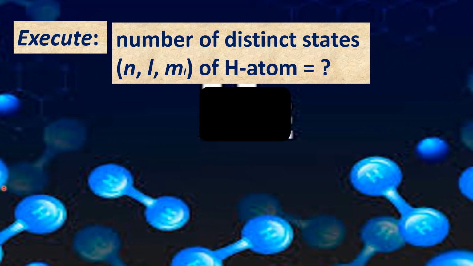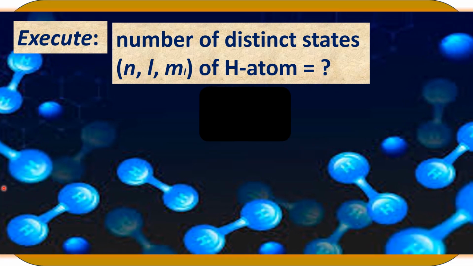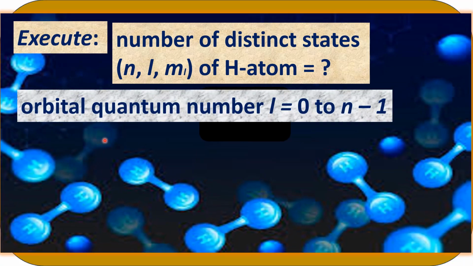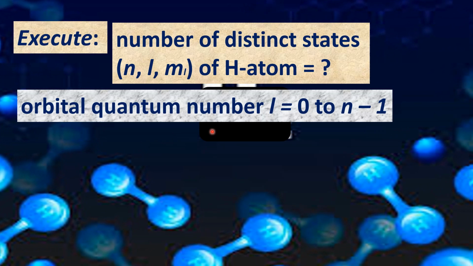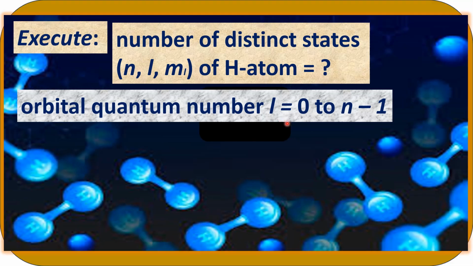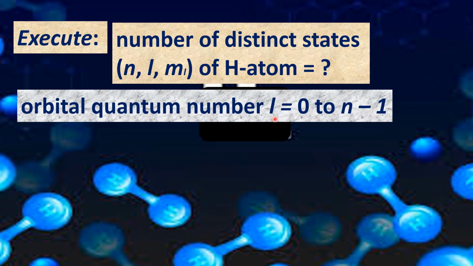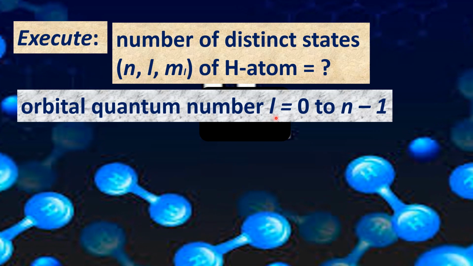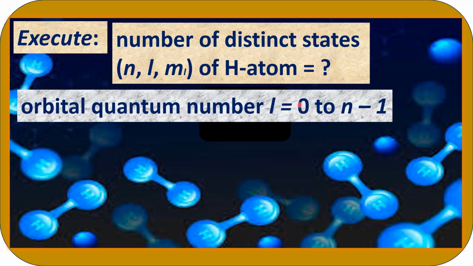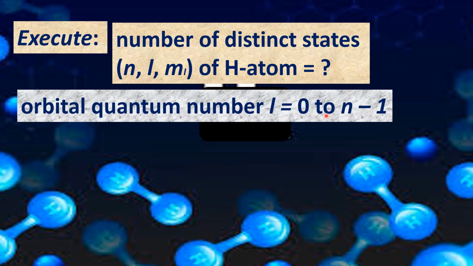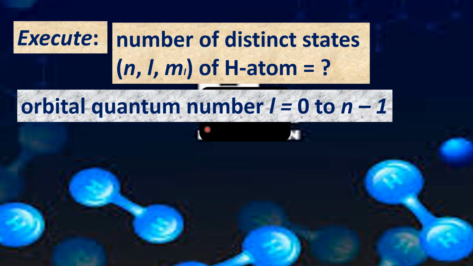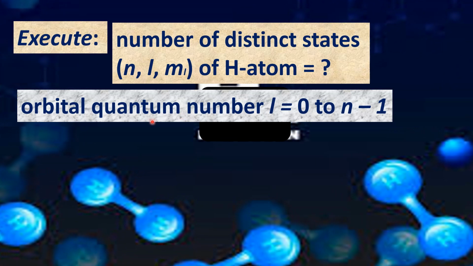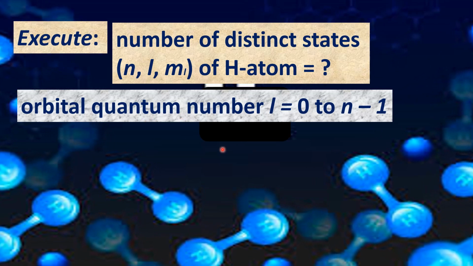Moving on to our computations. First, determining the number of orbital quantum number, small letter l, or we refer to this as the number of energy sublevels, and it ranges from 0 to n minus 1. Or the number of sublevels is also equal to the number of main energy levels.